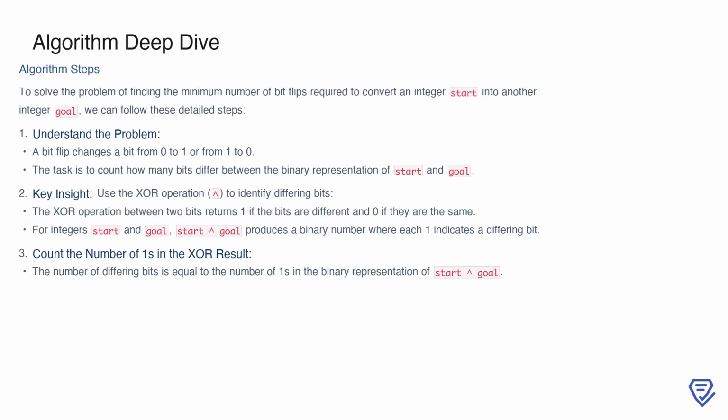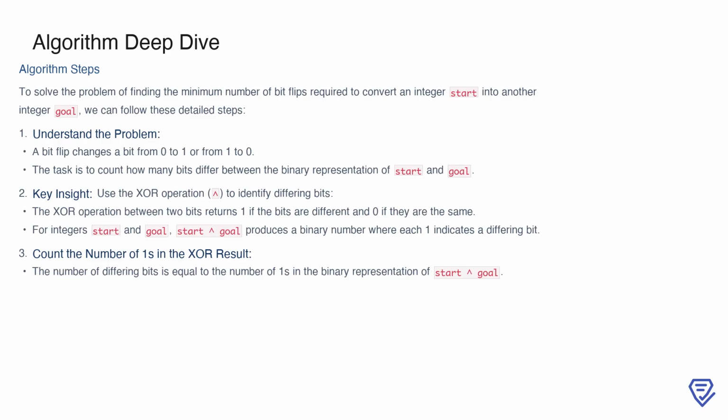To solve the problem of finding the minimum number of bit flips required to convert one integer into another, we start by understanding the concept of a bit flip. A bit flip changes a binary digit from 0 to 1, or from 1 to 0. The goal here is to determine how many bits differ between the binary representations of two integers, start and goal.